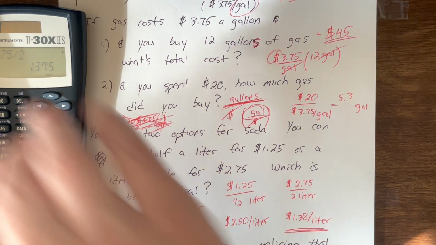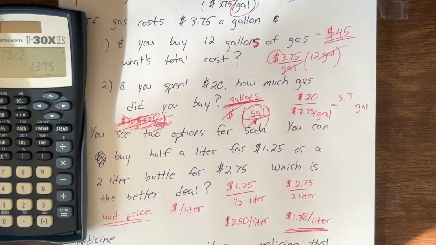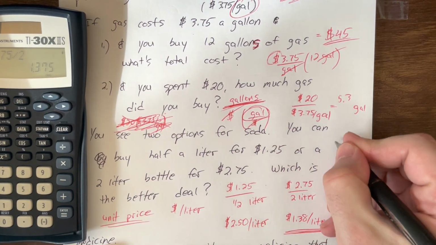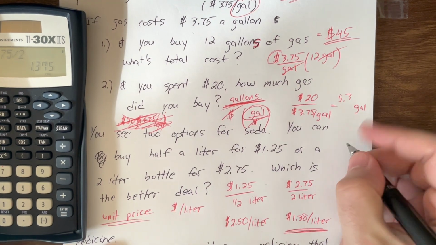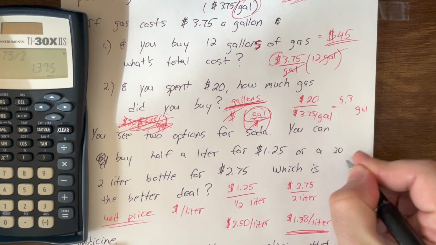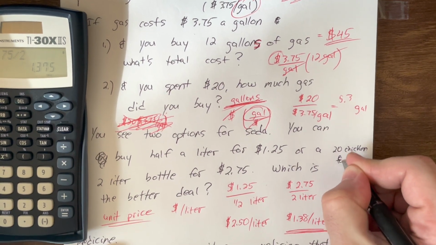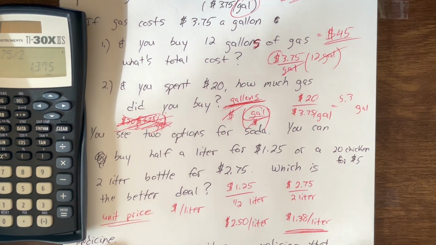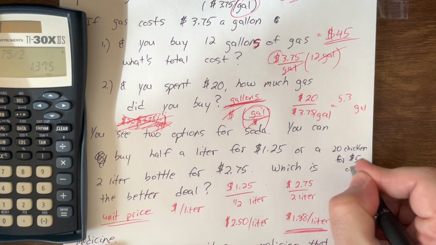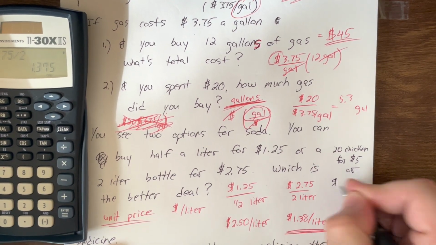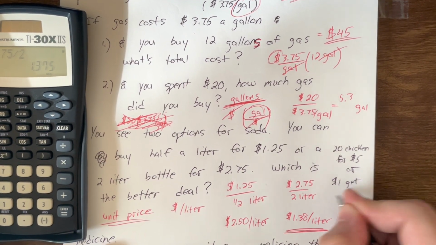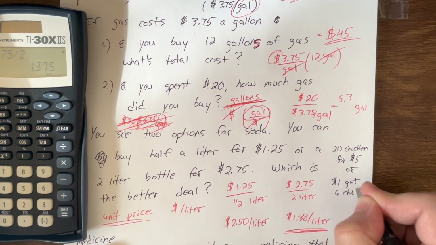So a quick follow-up to this problem. Let's think about fast food. I won't even name a particular restaurant, but I can get 20 chicken nuggets for $5, or there's a special where for $1, I get 6 chicken nuggets.